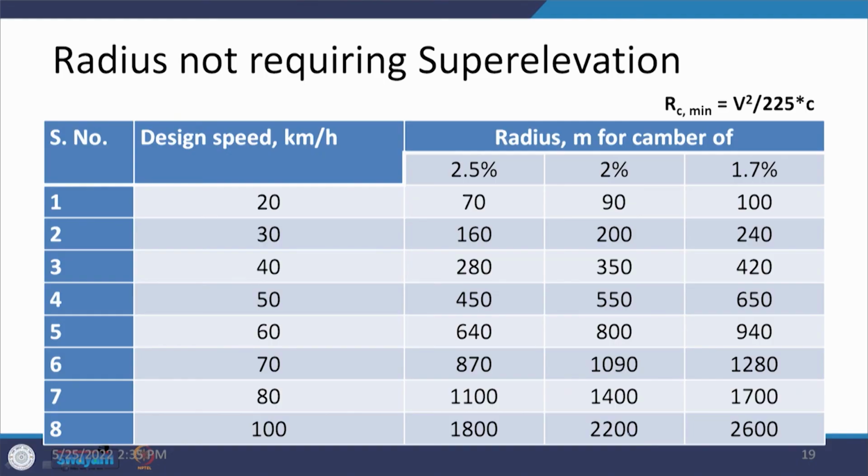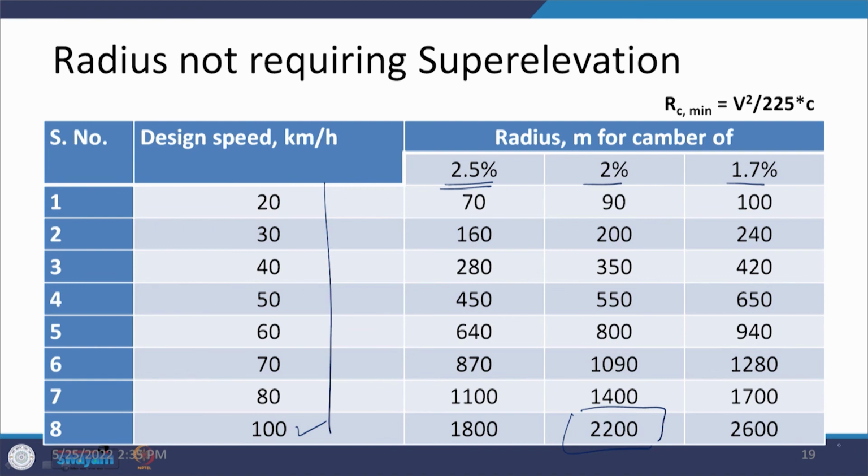So, here it is being defined that for given speeds ranging from 20 to 100 kilometers per hour, for the camber values of 1.7%, 2% or 2.5%, the minimum radius which is required is being calculated. What we find is that if you are talking about 2% camber and the speed is 100 kilometers per hour, then this radius should be quite high.